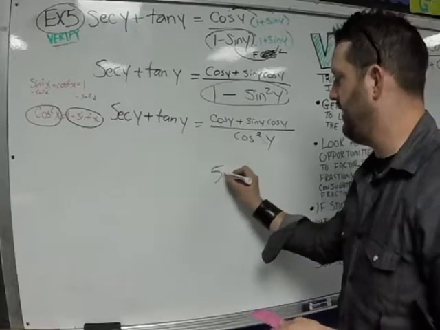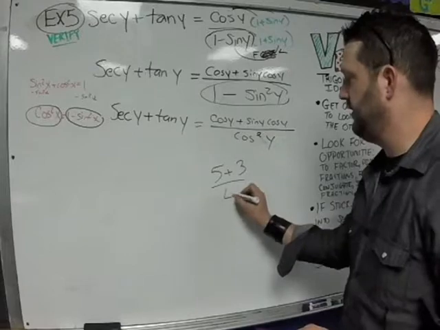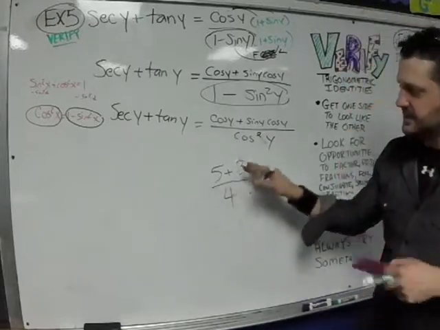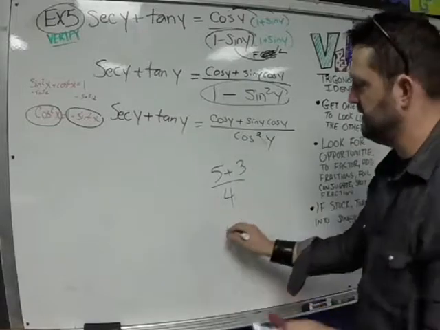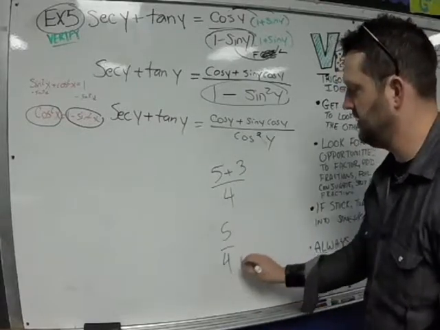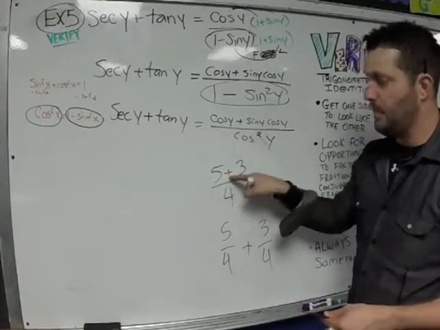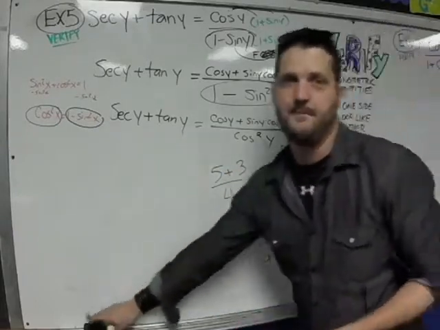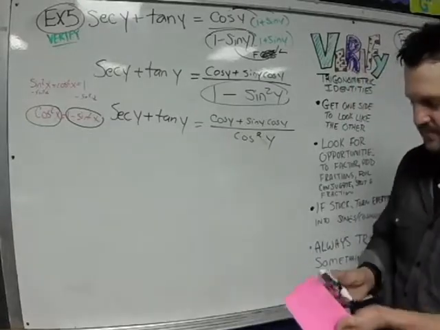Say that you had like 5 plus 3 over 4. Okay, this is 8/4, but you can split it to where it says 5/4 plus 3/4. You can go this over 4 plus this over 4. And that's what we're going to do here. That's how you can take the 1 piece and split it into 2.